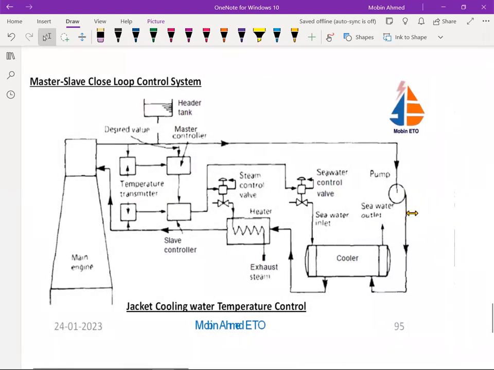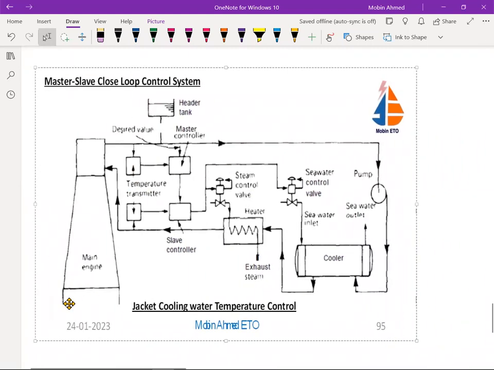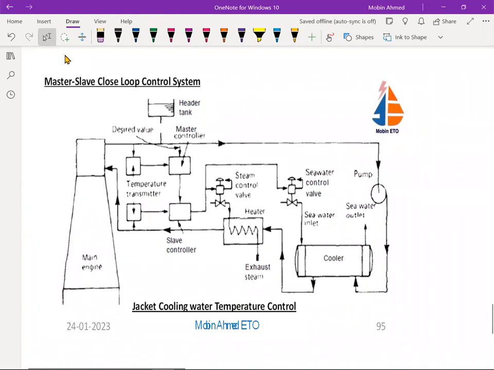Now, this one is the master and slave, or we can say primary and secondary, or again we can say dual control, or cascade control. But generally we say master and slave control. Now, this diagram again is for the jacket cooling water temperature control.